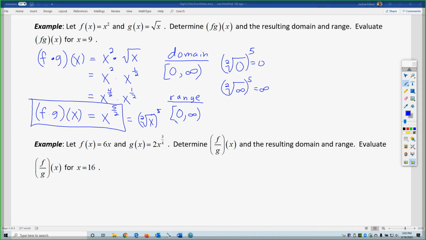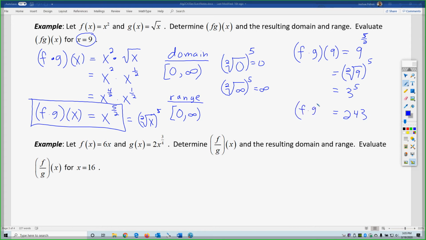Okay, so now a specific example: when x is 9, what is the coordinate for this graph? So f times g of 9 gives us 9 to the 5/2, which essentially is the second root of 9 to the 5th power. So the square root of 9 is 3. 3 to the 5th power is 243. So f times g of 9 is 243. Thus 9, 243 is a coordinate on this graph if we were to graph it.